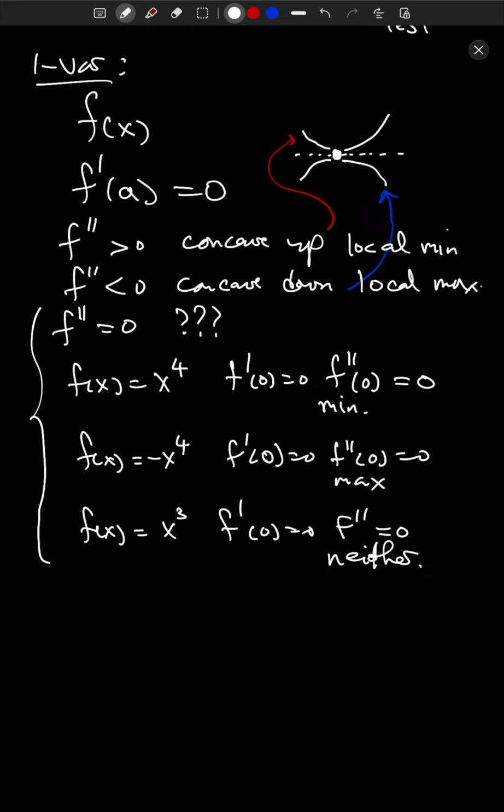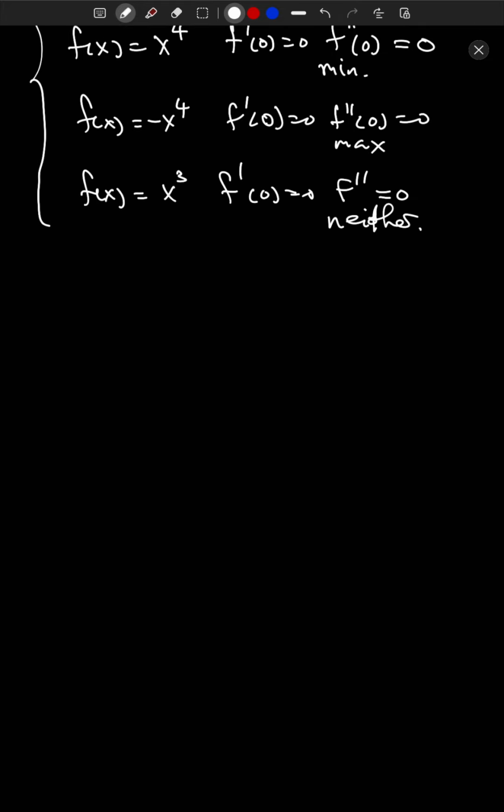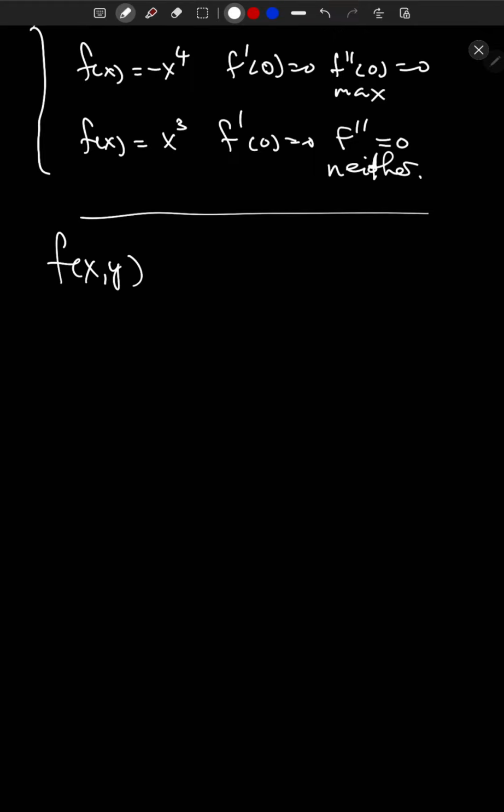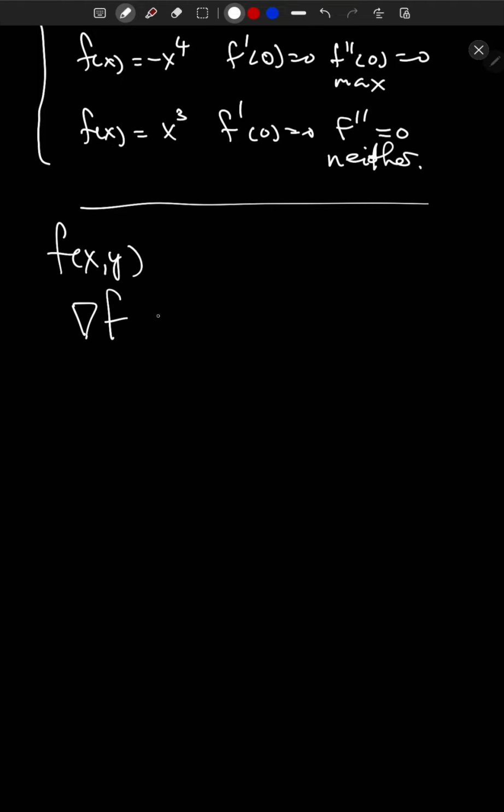So in two variables, things are, of course, a little more complicated because you have more than one direction to be thinking about, whether you're concave up or down. But essentially, the idea is the same, at least in terms of the picture. If you have a flat tangent plane, so let me write down f of x comma y. If you have a flat tangent plane, in other words, gradient f at, let's say, a comma b is equal to 0, that means at this point you have a flat tangent plane.